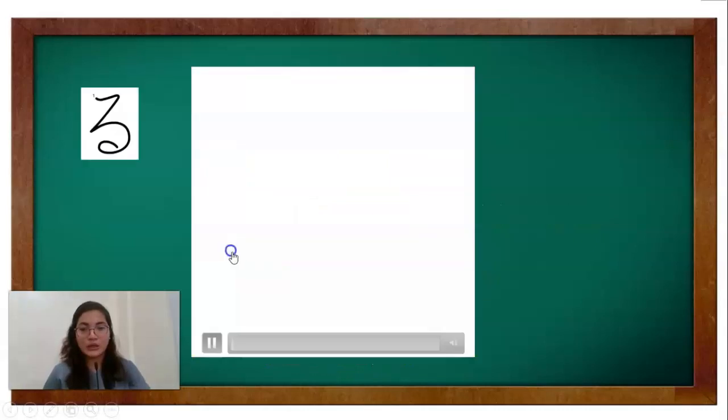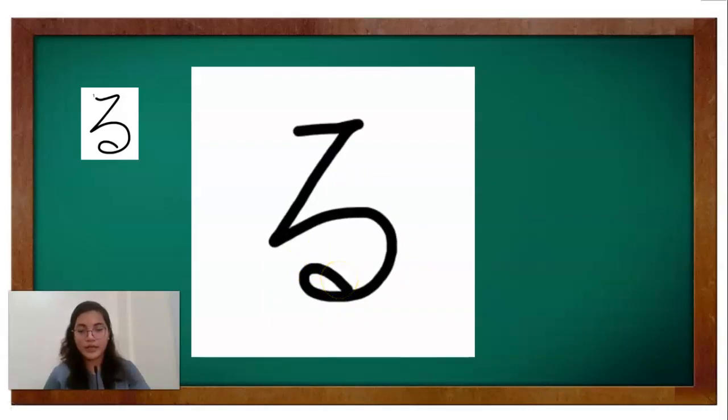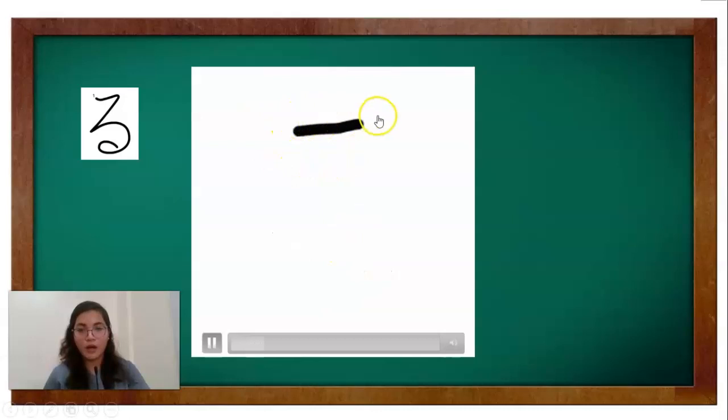Okay, next up is ru. Ru has only 1 stroke, like this. 1. Okay, let's try it again. 1.